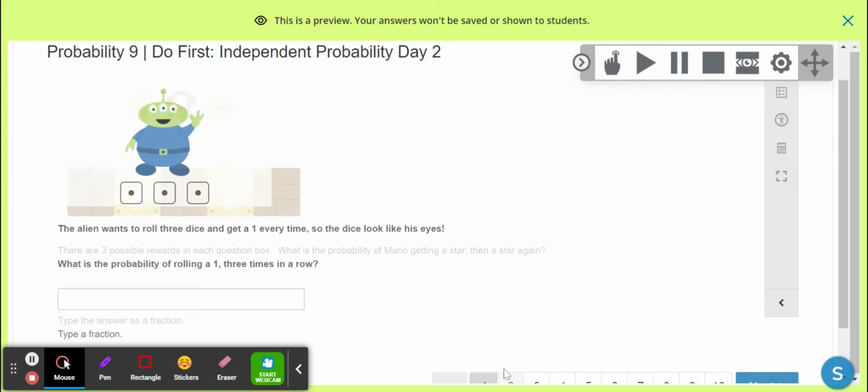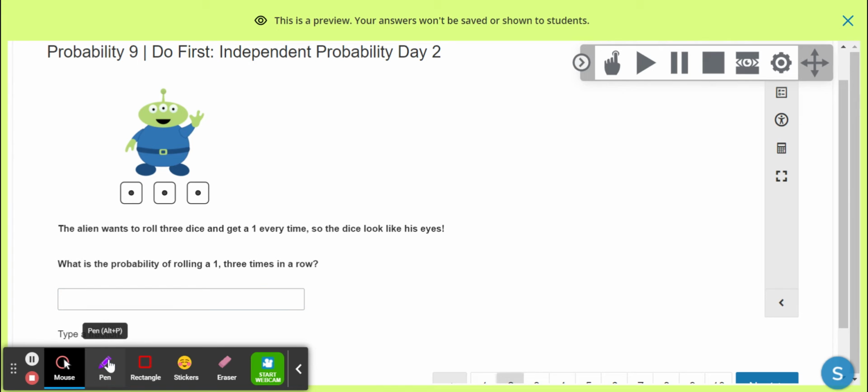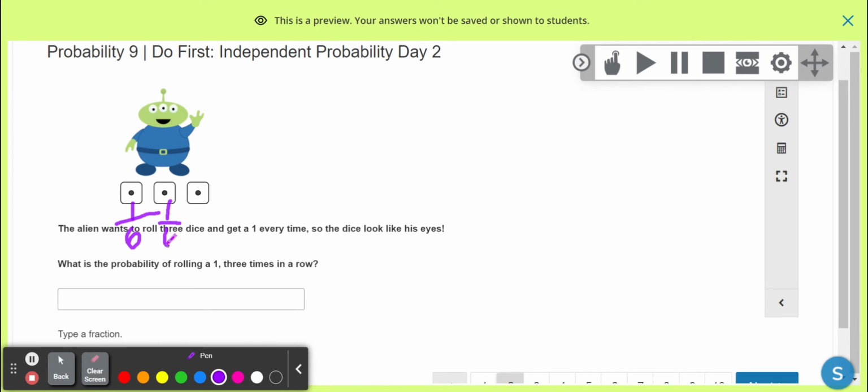All right, so the alien wants to roll the dice and get a 1 every time. So on a dice, technically the singular version of it is die, there are 6 numbers: 1, 2, 3, 4, 5, 6. So the number 1 is 1 out of the 6 sides on the dice. So each time to get a 1, there is a 1 in 6 chance of getting it.